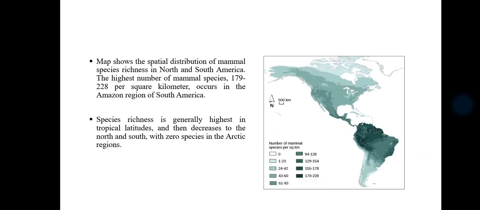The map shows the spatial distribution of mammal species richness in North and South America. The highest number of mammal species, 179 to 228 per square kilometer, occurs in the Amazon region of South America. Species richness is generally highest in tropical latitudes and then decreases to the north and south, with zero species in the Arctic regions.